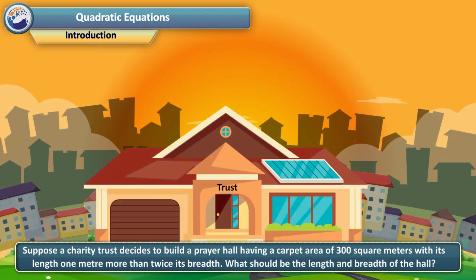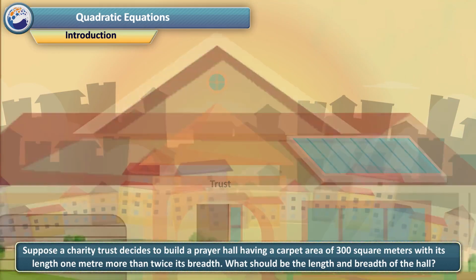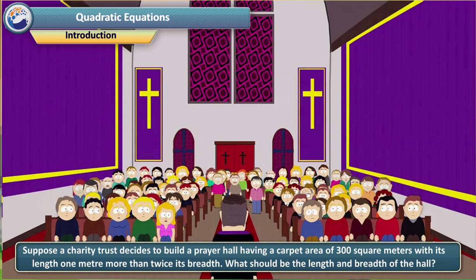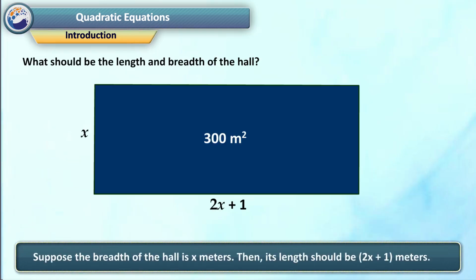For instance, suppose a charity trust decides to build a prayer hall having a carpet area of 300 square meters with its length 1 meter more than twice its breadth. What should be the length and breadth of the hall?